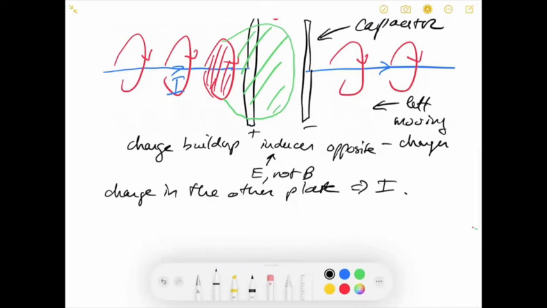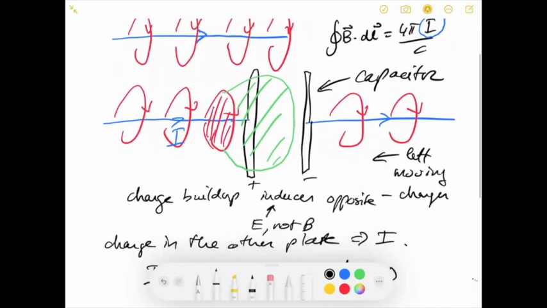So the current is the result of a Q of t taking the derivative of it, right? So if Q is stationary, then there's no current, right? So, but only when it changes is there current. Now, because that charge is changing, the electric field in the capacitor is also changing.